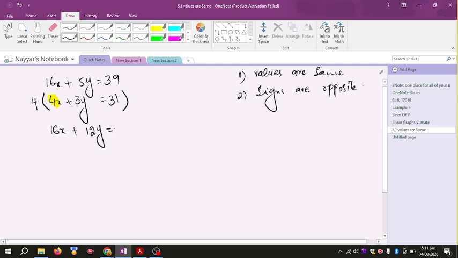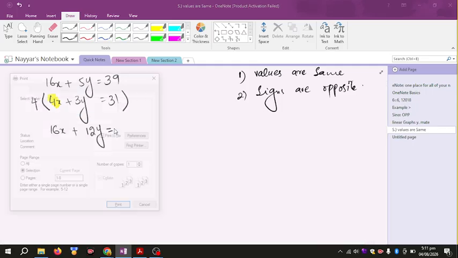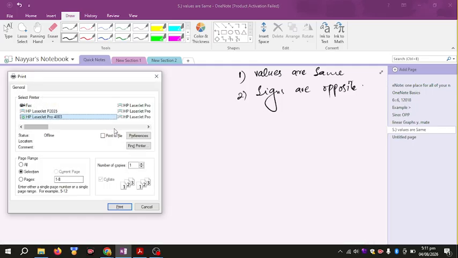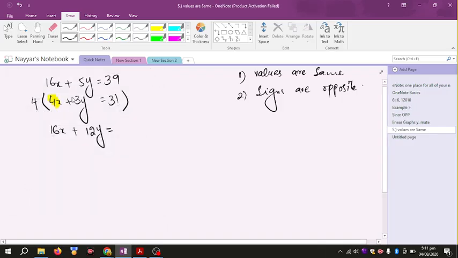Why 4? Because 2 times 4 is 8. We want to make this 4x into 16x. So if I multiply 4 with 4, then we will get 16. If we multiply this 4 with 2, we will get 8. We want to make this value the same. This is 16x, so we can only make this 4x into 16x if we multiply it by 4. Got it? Okay.